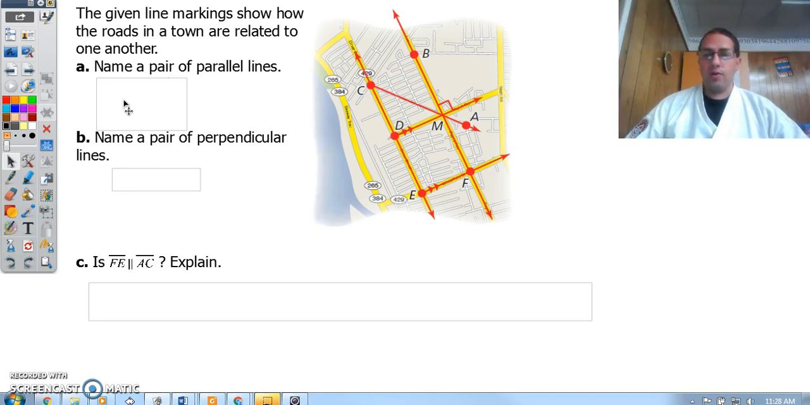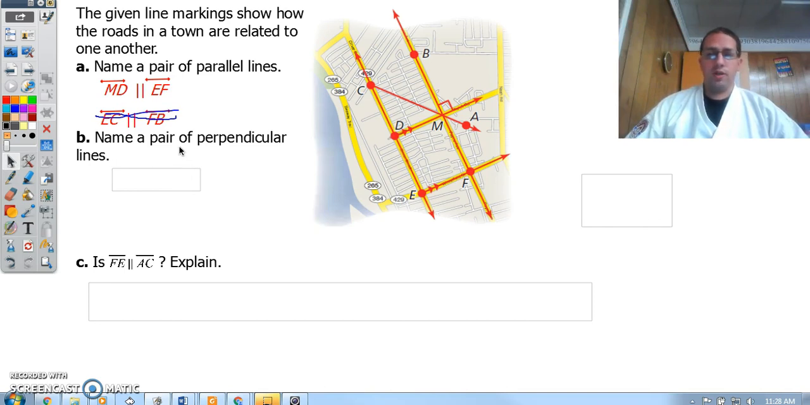Name a pair of parallel lines. Hopefully, line MD and line EF. Those are parallel because they've got these little tick marks, these little arrows. A lot of you probably said line EC and line BF. But do those have the little arrows on them? No, they don't. So these are not parallel as far as we can tell. It has to have the little arrow saying that it's parallel, or you can't say they're parallel.